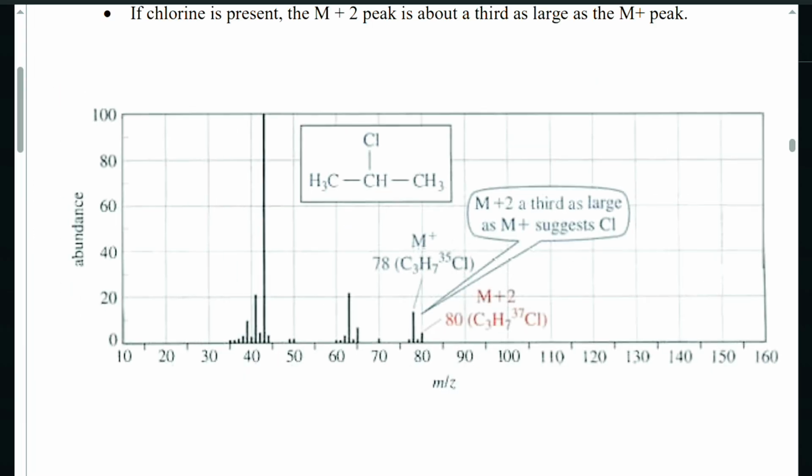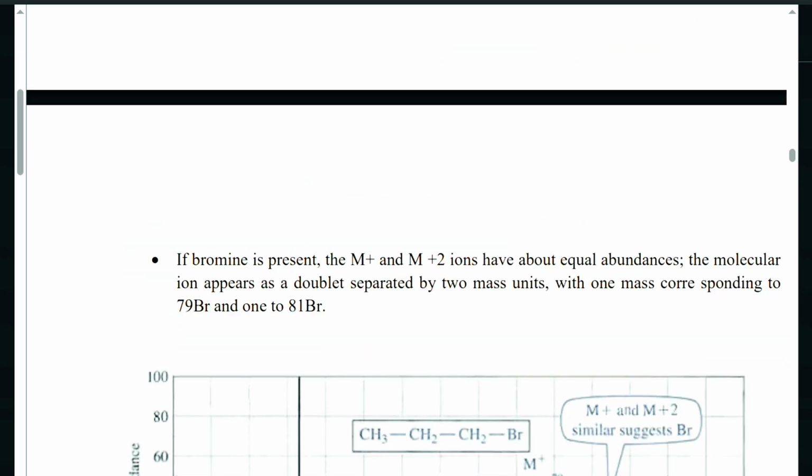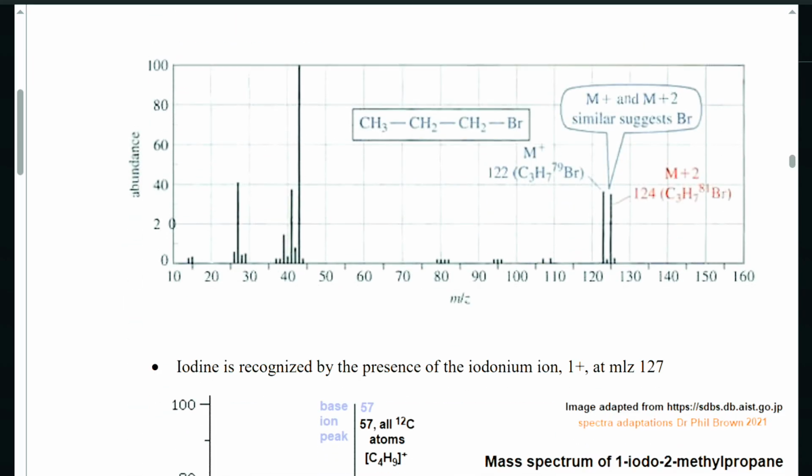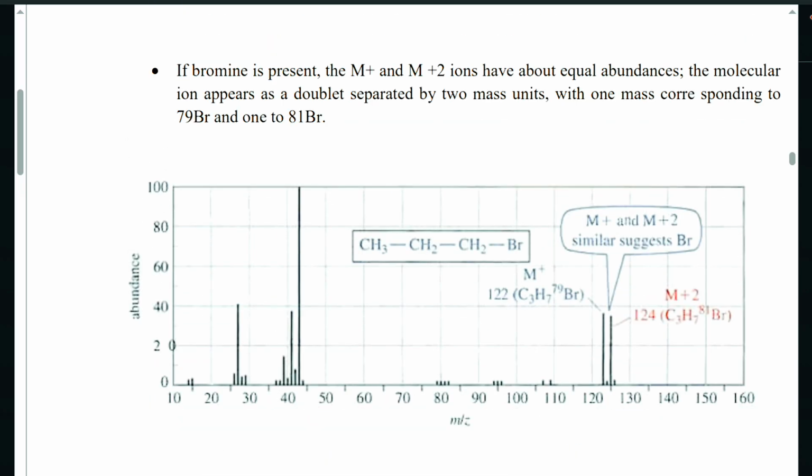So let's see some more. Now let's look at bromine. So this is bromine, right? So if bromine is present, the n plus, this is the molecular ion, and the n plus 2 ions have about equal abundances. So look at this, they are almost the same. So anytime you see the farthest peaks having the same abundance as its n plus 2, definitely you can tell that this compound contains bromine, right? So that's that.